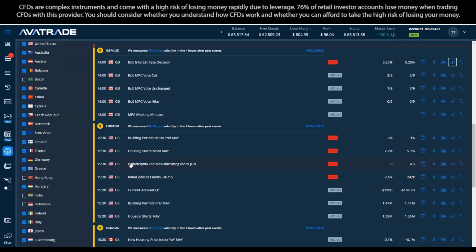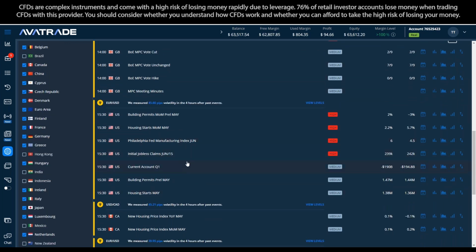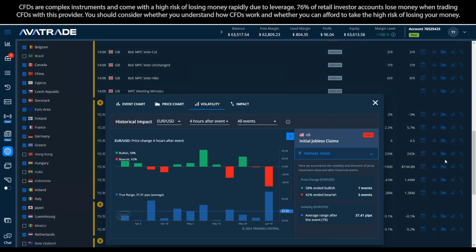Now, we can see there's a number of announcements at once out of the US as well. So you can start to look and see, well, which announcement has the greater effect? Which one should I focus on if there are multiple announcements at the same time? And what you might notice is certain announcements, like the initial jobless claims, tend to have a larger effect on the movement than some of these others, like the housing starts or the building permits.